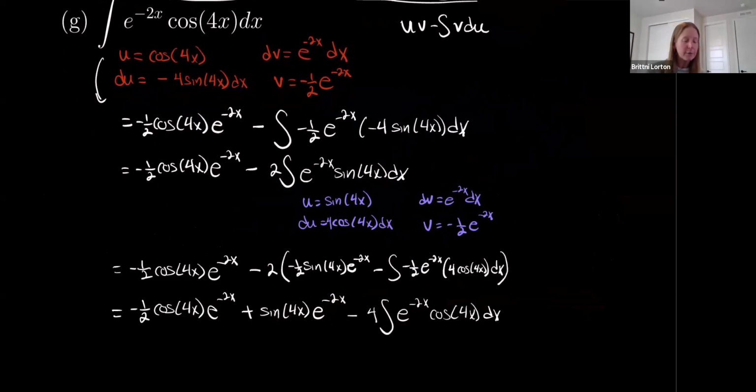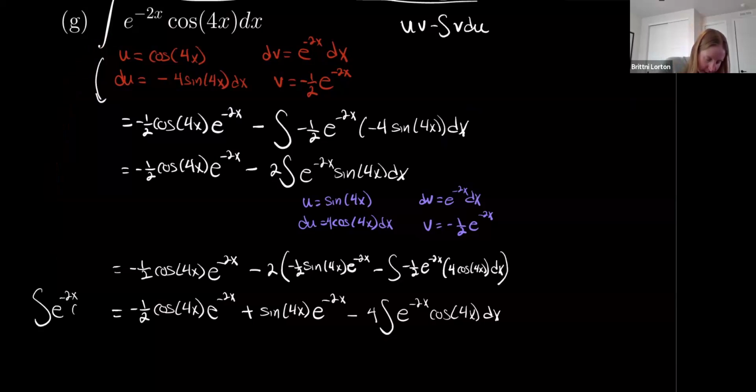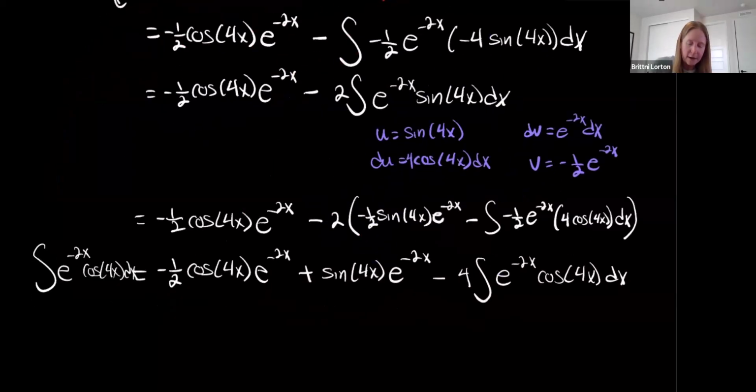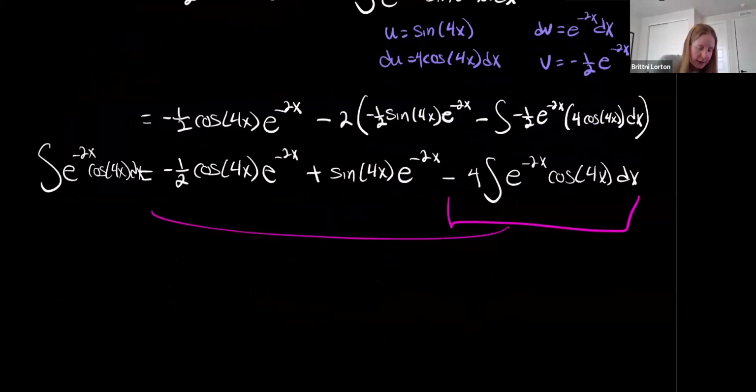So the original problem was the integral of e to the negative 2x times cosine. I now have the original problem in my answer. So let's be really clear with that. Let's write down what the original problem was, because that was always on the other side of that equal sign: the integral of e to the negative 2x cosine of 4x dx. And now if I think about it, I can just solve for my unknown. I can combine like terms. I can take this whole thing and bring it to the other side of that equal sign. I can add 4 of that integral to the other side of that equal sign.